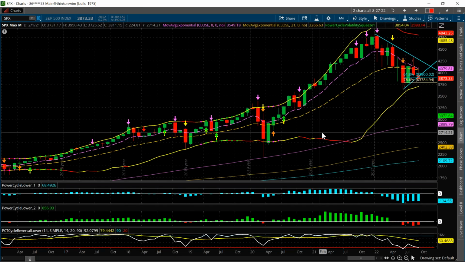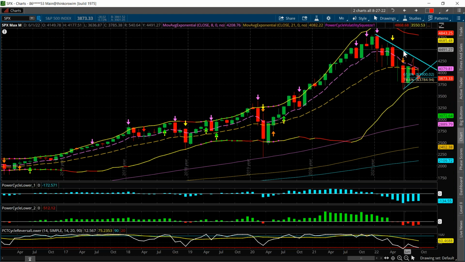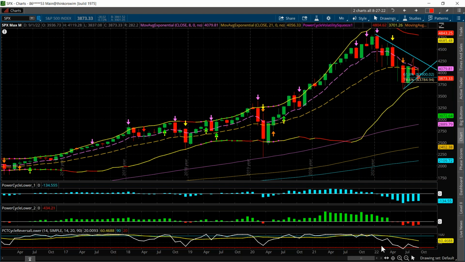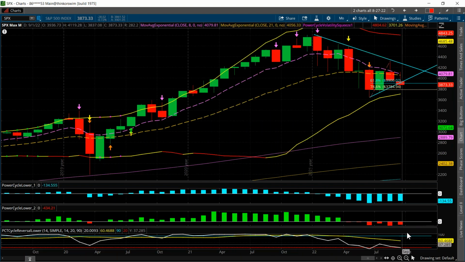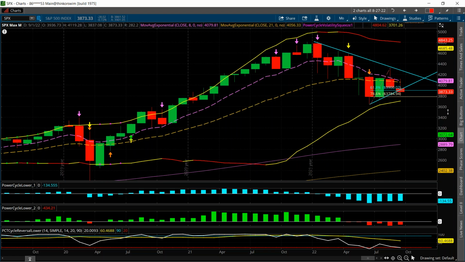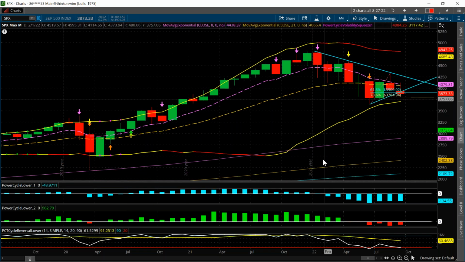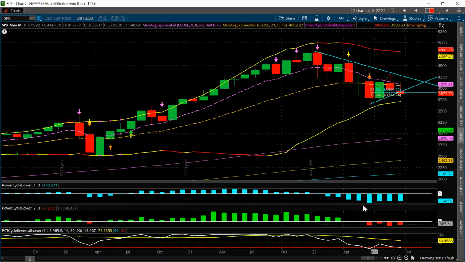So the macro view, let me get rid of these trend lines here. Actually, I'm going to leave it. So here's the monthly time frame. You can see the general trend is now down based on momentum. So we're in a downtrend even on the macro time frame. You can see it trending lower, momentum cycle 1 and 2 are down, negative.